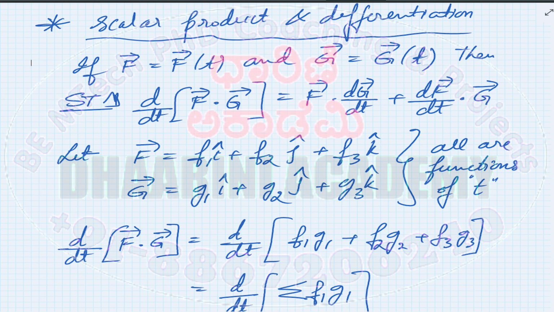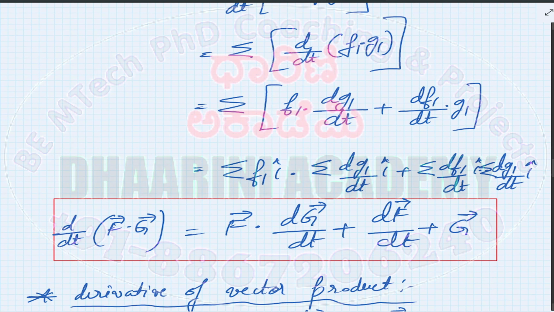In vectors we have two types of products. One is the scalar product. What happens to the scalar product? This is the proof. So d by dt of f dot g vectors is equal to f into dg by dt plus df by dt into g. Sorry, there's a mistake in what I wrote, I'll correct that. This is a dot product.